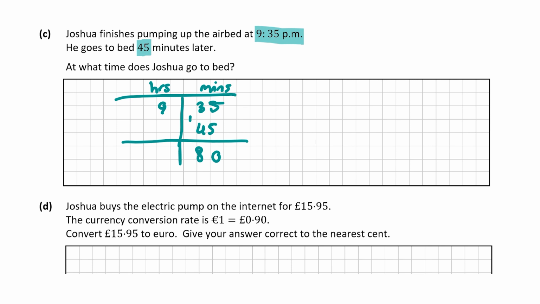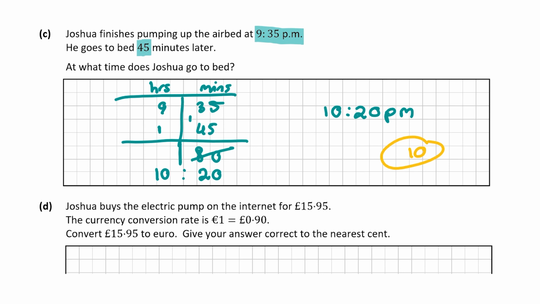Now, we can't have 80 minutes when we're talking about hours and minutes. It only goes up to 60. So I'm going to take 60 out of this. So 60 minutes is an hour. So I'm going to move 1 hour over here. And what are we left with? So if we take 60 away from 80, we're left with 20. 9 plus 1 is 10. So our answer is 10:20. So Joshua goes to bed at 10:20 p.m. So this is our final answer for this question. And for this question, you're going to get a total of 10 marks for your correct answer.